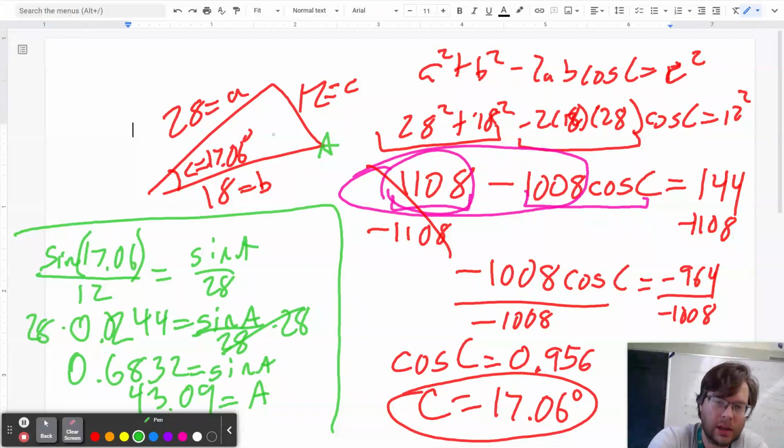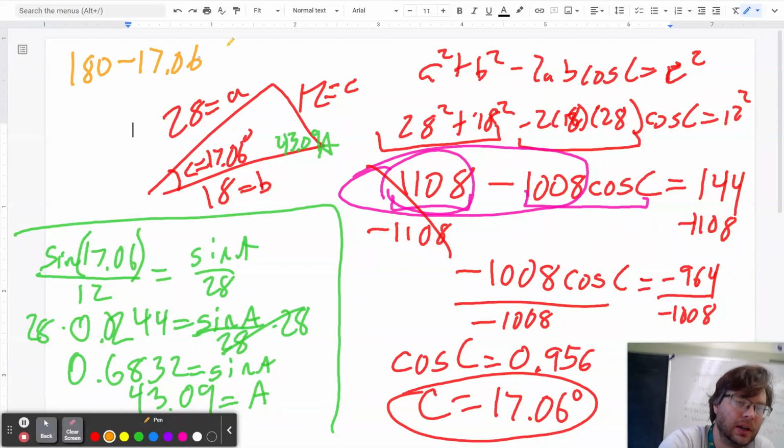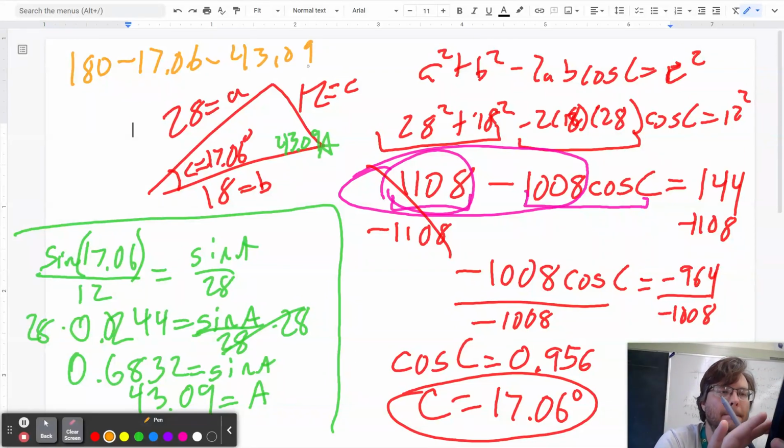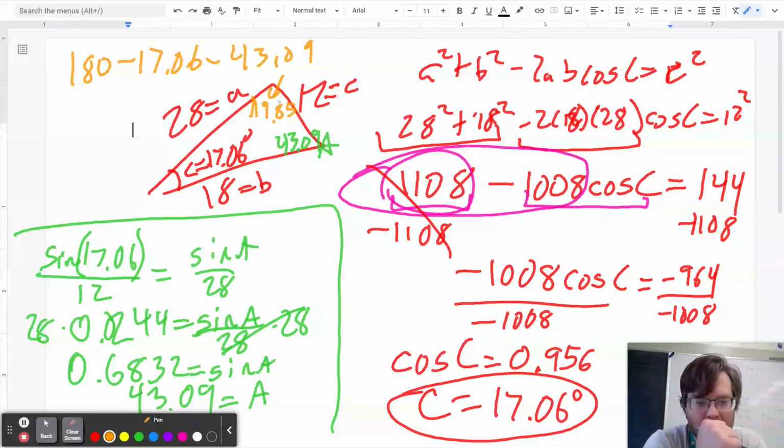Now, do I need to use law of sines or law of cosines? Nope. I've got two angles. So once you've got two angles, you just go 180 minus your two angles, 180 minus 17.06 minus 43.09. Let's see what we got. That tells me my last angle here will be 119. Okay. So there you have it. Please let me know if you think there were any mistakes made here, and I'll help you out.